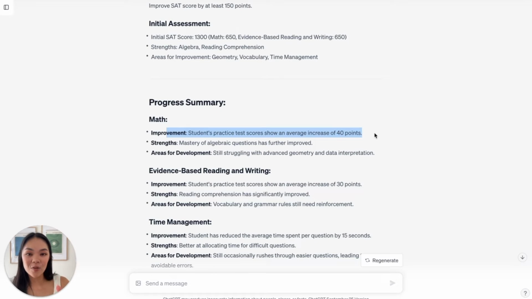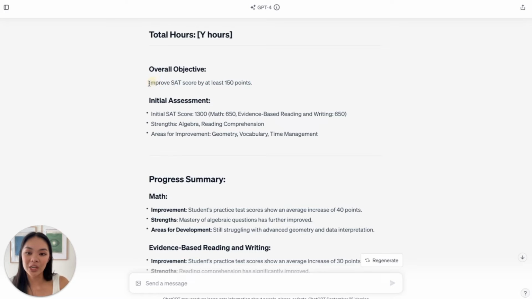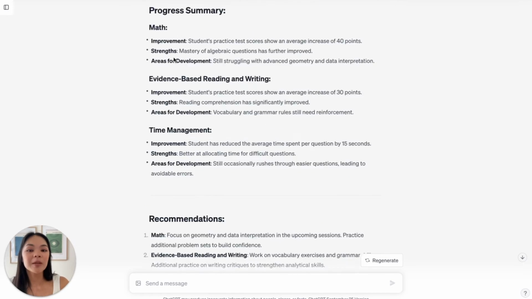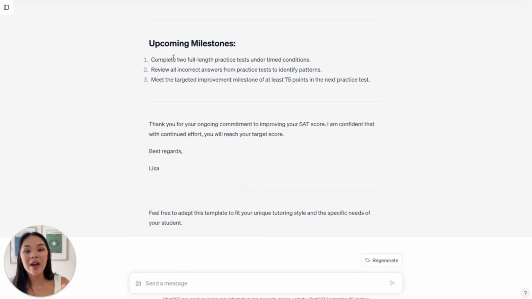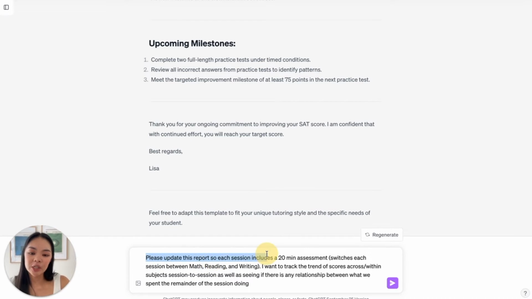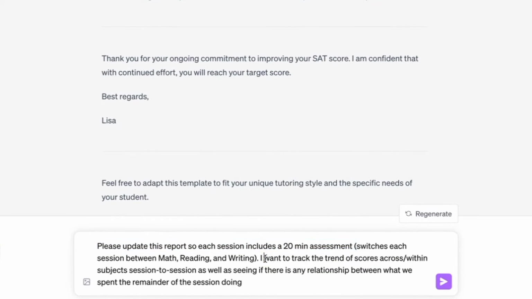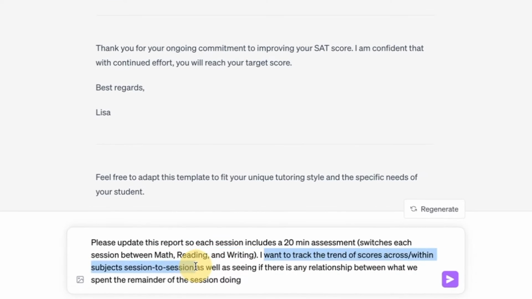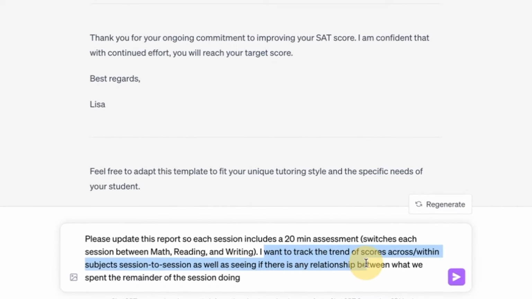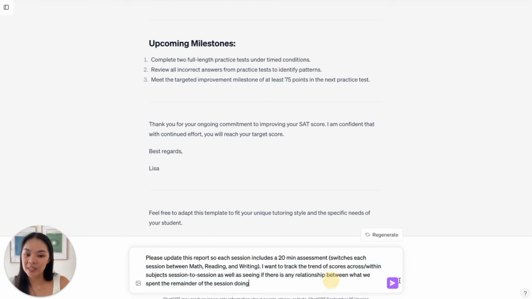Of course, you want to iterate this for your students. So if you've got a student and you know their results, you know where you want them to be and where they want to be, then that's when I would update this overall objective. So what's put out here is probably not the final product we will use, but that's where updating ChatGPT with additional information can come in really handy. Let's say if I want to take this a step further, I've just written this down. Please update this report so each student includes a 20-minute assessment. I want to track the trends of scores across and within subjects session to session, as well as seeing if there is any relationship between what we spent the remainder of the session doing.